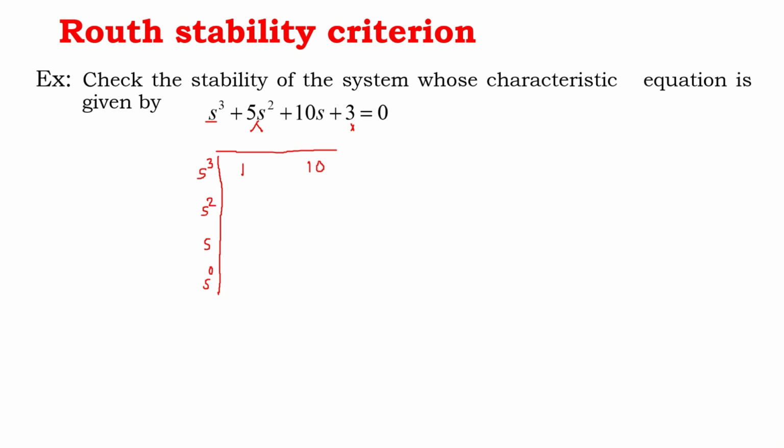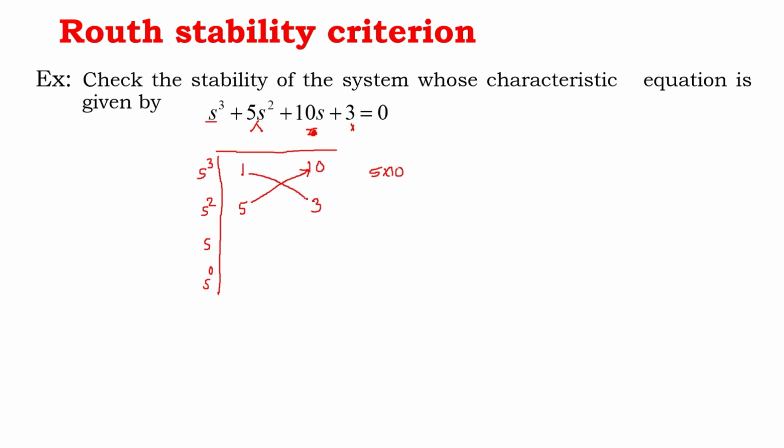Then for the second row, we consider the coefficient of s^2, that is 5. Then again we leave the next term and consider the following term, that is 3. After getting two rows, now how to do the calculation? The first calculation starts with 5 into 10.